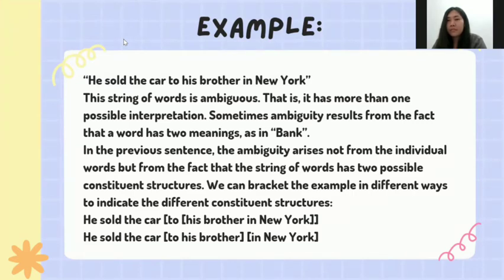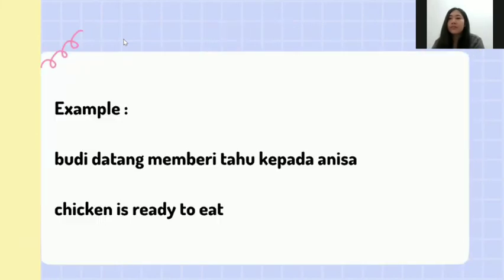Sometimes ambiguity results from the fact that a word has two meanings, as in the bank. In the previous sentence, the ambiguity arises not from the individual words but from the fact that the string of words has two possible constituent structures. We can break out the example in different ways to indicate the different constituent structures. Like he showed the car to his brother in New York. He showed the car to his brother in New York.